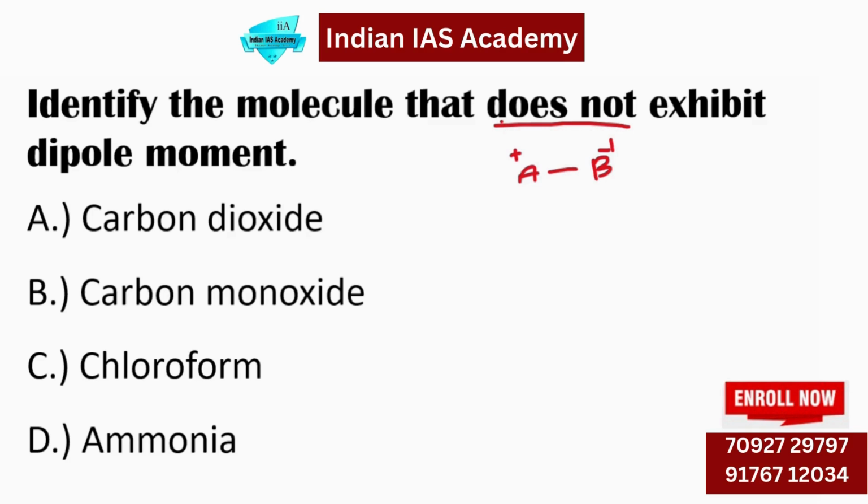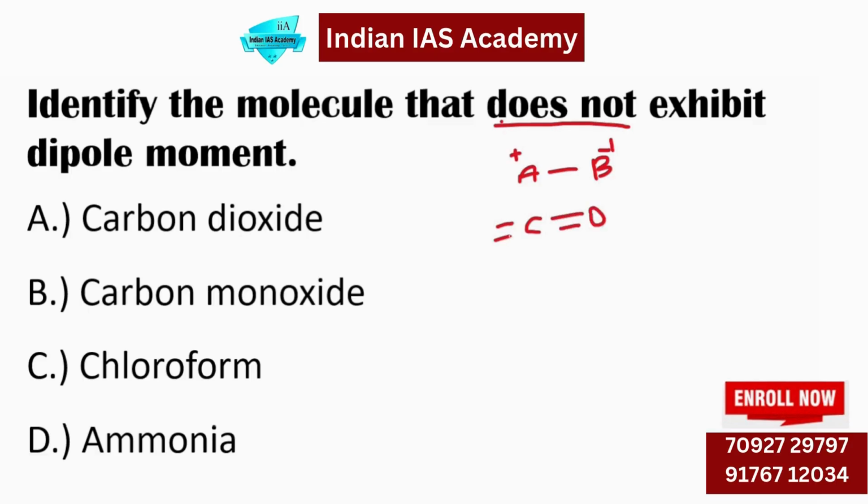The options are carbon dioxide, carbon monoxide, chloroform, ammonia. We have to find out which one shows dipole moment and which one does not. So first we have to know the structures. Carbon dioxide is C double bond O, and on the other side also a double bond to O.